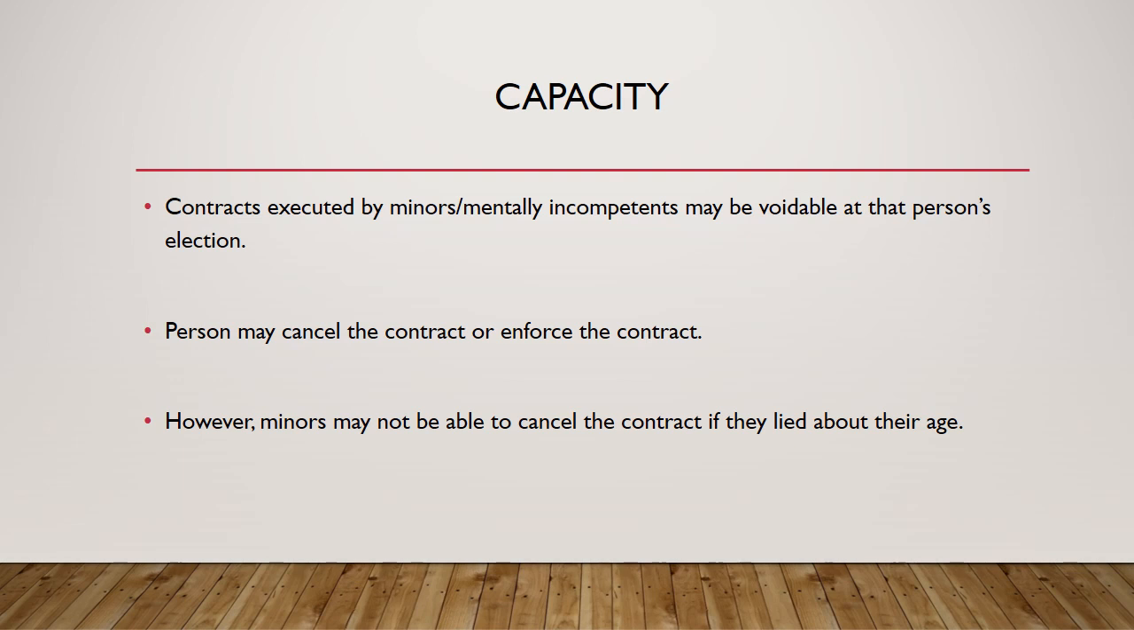An exception to this, though, is if our painter lied about his age, then he may not be able to cancel the contract. So if the homeowner said, you look really young, are you really 18? Are you really old enough to do this? And the painter says, oh yes, I'm 22. I've been painting for years, but I'm 22. Then in that instance, they lied about their age and they most likely would not be able to void the contract if they decided.